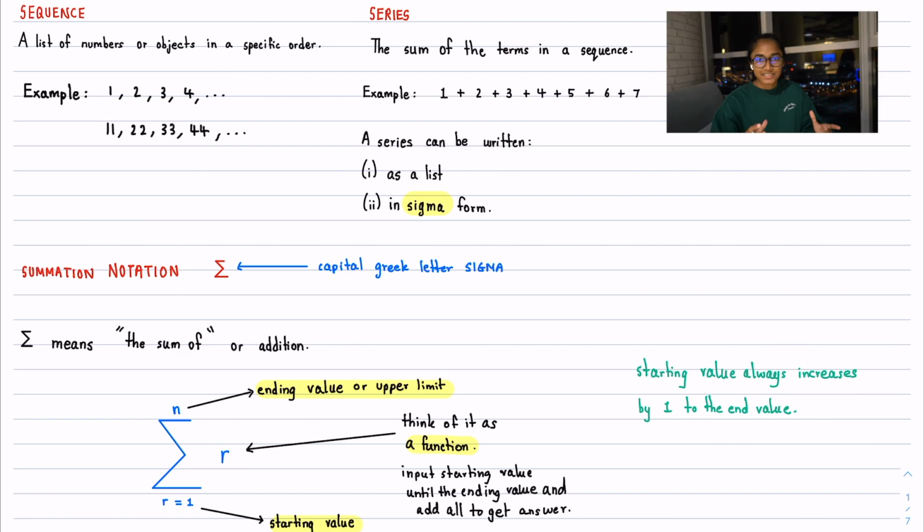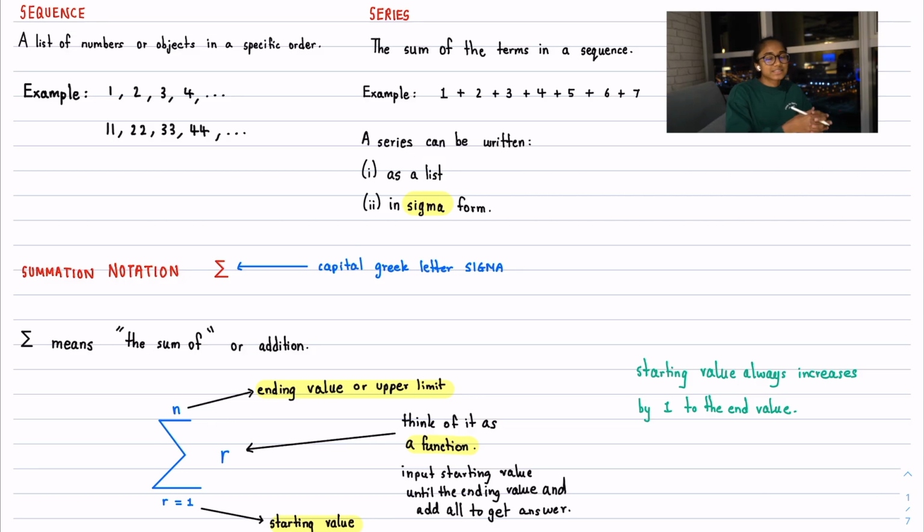Sequences and series. So what is a sequence? If you were to count from 1 to 100, 1 to 10, or 1 to infinity, all these numbers go up by 1. So 1, 2, 3, 4, 5, 6, 7, 8, 9, 10. They all go up by 1. So you know that there's a specific order in which they are arranged.